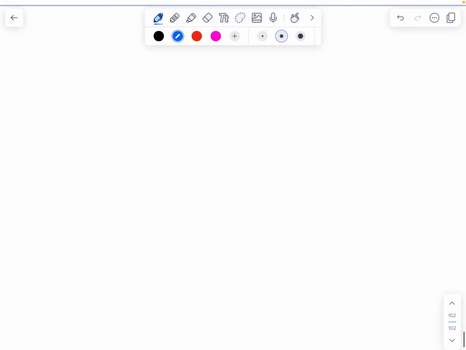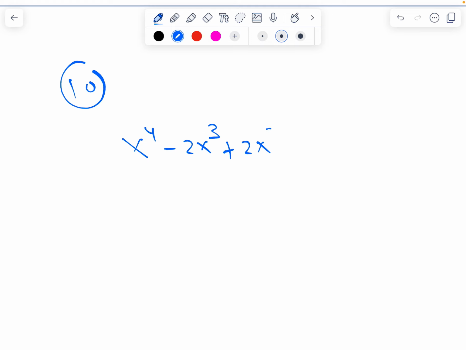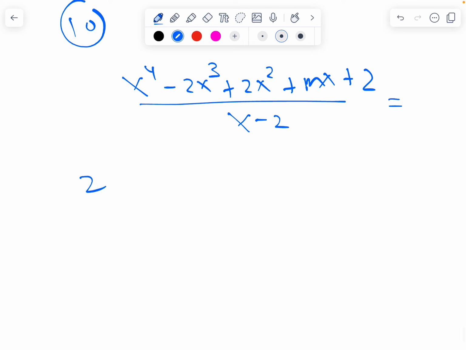Number 10 says this. You have this polynomial, x to the 4th minus 2x cubed plus 2x squared plus mx plus 2. And it says divide this by x minus 2 such that it is divisible, meaning there is no remainder. So let's do the synthetic division. And we got 1, -2, 2, m, and 2.